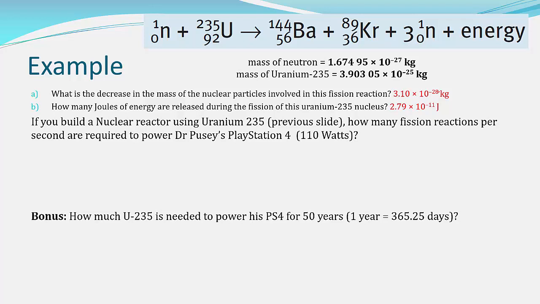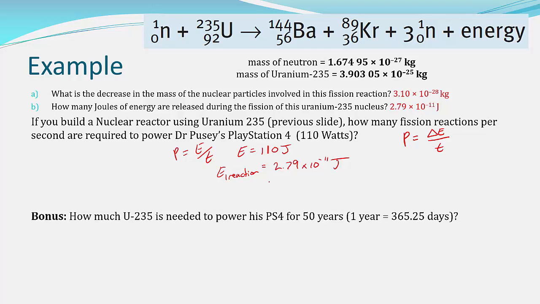Something that you may or may not know is that power is equal to the change in energy, or the energy consumed, or basically energy divided by time. So if I've said to you, how many fission reactions per second are required to power my PlayStation 4, which is 110 watts, well, 110 watts means 110 joules per second. So knowing that every second my PlayStation 4 requires 110 joules of energy, how many reactions am I going to need for that to happen? Starting with the equation I've given you, power is equal to energy over time. So we know that the energy required per second is going to be 110 joules. And the energy for one reaction, which we calculated in the previous slide, is 2.79 times 10 to the negative 11 joules.